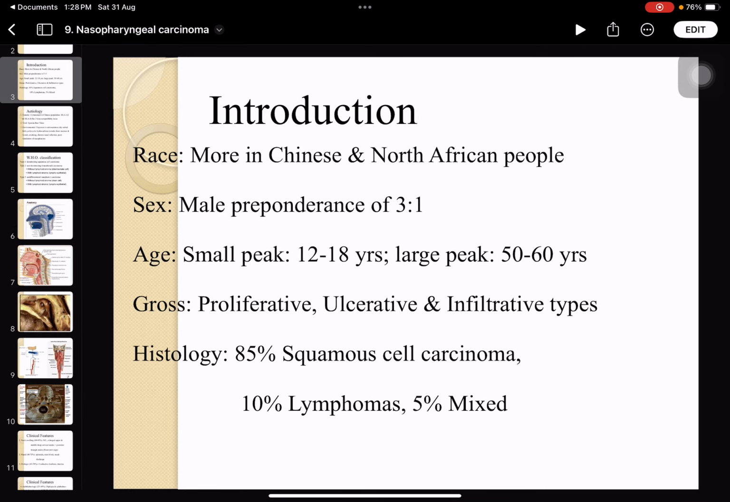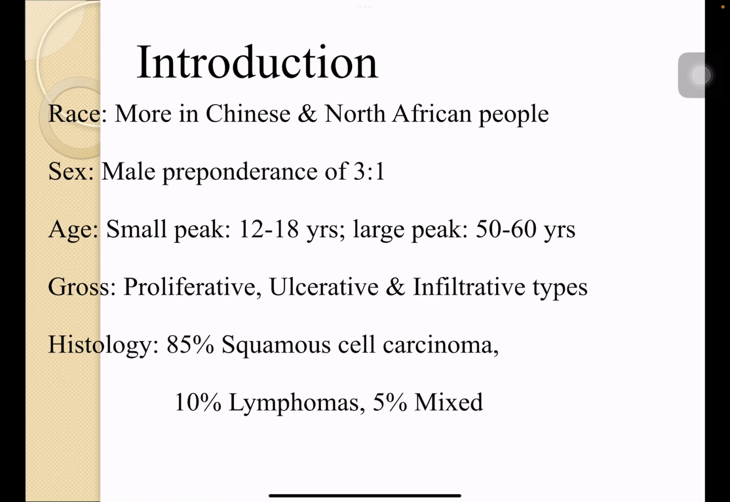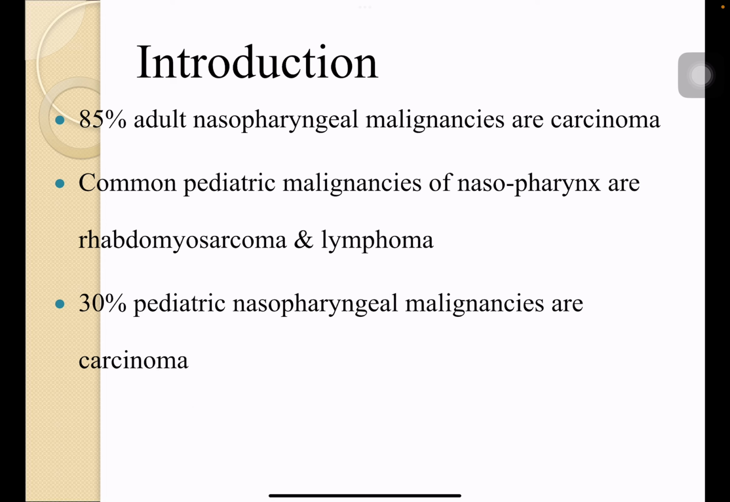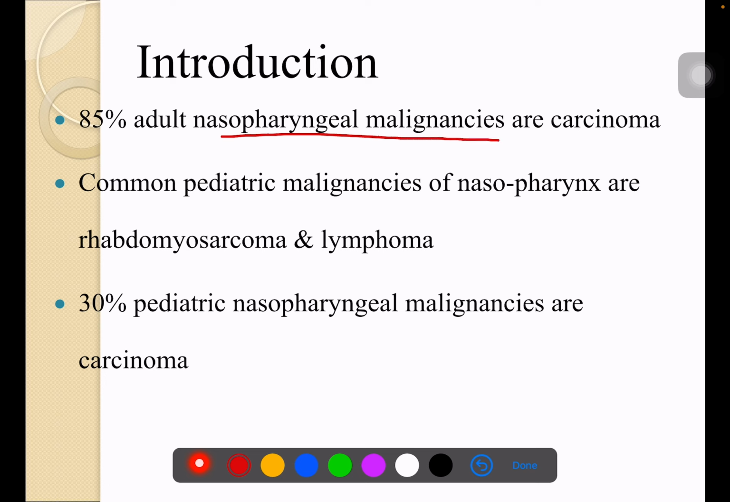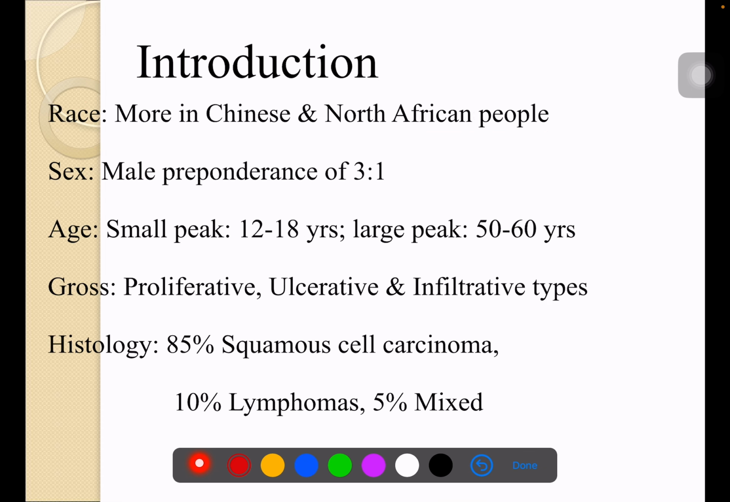So we'll be talking about nasopharyngeal carcinoma. What we need to remember is that about 85% of adult nasopharyngeal malignancies are carcinoma. The most important thing we'll be learning today is nasopharyngeal cancer. It is more common in Chinese and North African people.